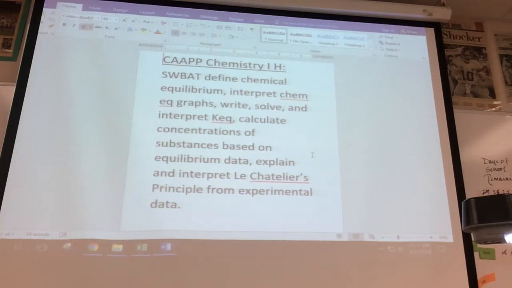We've been talking about chemical equilibrium, and last time we learned how to write, solve, and interpret KEQ expressions, and how to solve for concentrations of substances not indicated if KEQ and the other concentrations were given. Today we are going to learn how to explain and interpret Le Chatelier's principle. You can do this from information provided. You also can do it from experimental data.